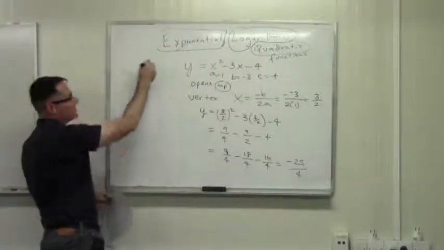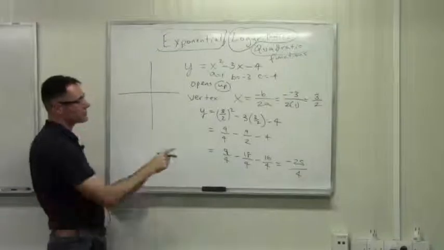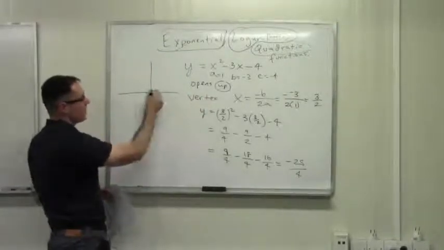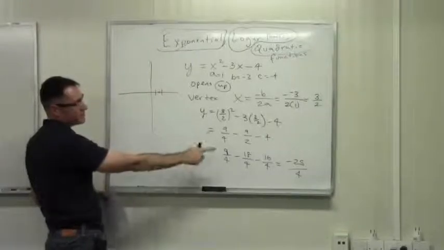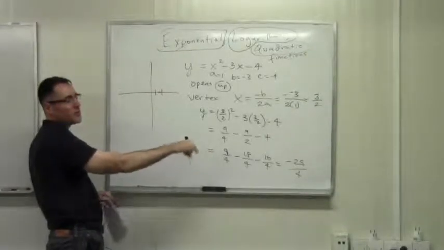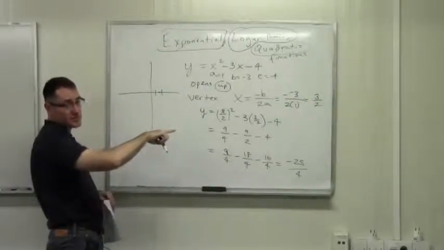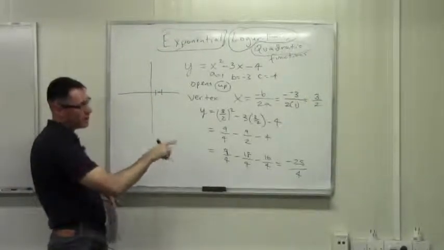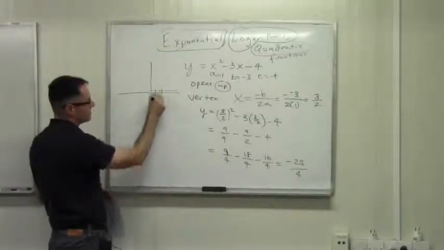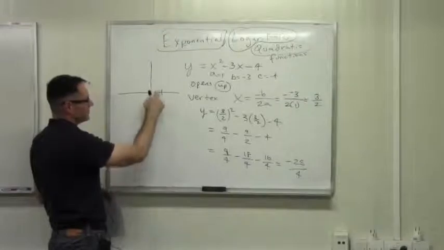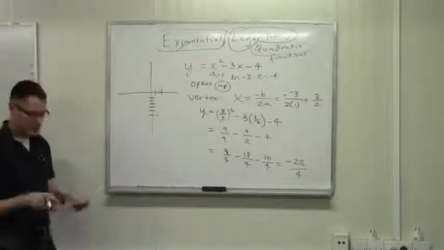So the vertex, if you were to look at the graph, you know the vertex is at 3 halves across, 1, 2, that's 1.5 across, and negative 25 fourths, which 4 goes into 25 6 times. So it's a little over 6. So negative 1, 2, 3, 4, 5, 6. Like that. So that's the bottom of it. And it's going to go whoop like this.